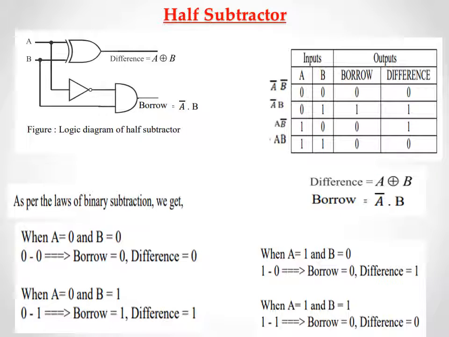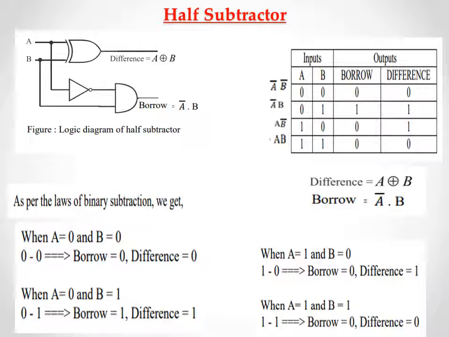So now let's write the logical expressions from the truth table. For borrow, the output is high only at this position. So the equivalent input combination is A bar B. So borrow is equal to A bar B. And for the difference, the outputs are high at these two positions. So the equivalent input combinations are A bar B plus A B bar. So A bar B plus A B bar is equal to A exclusive-OR B.